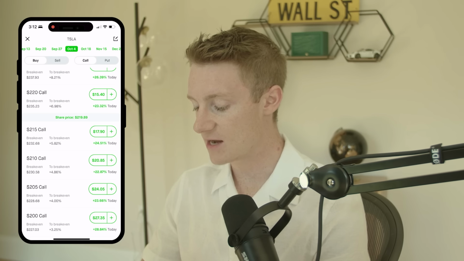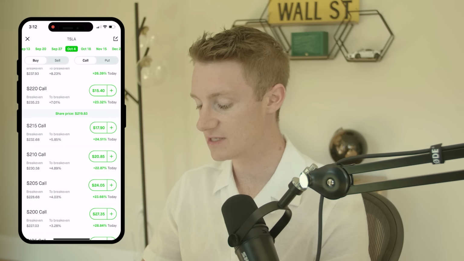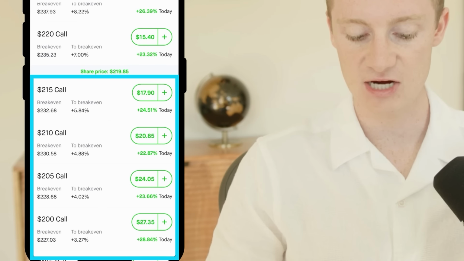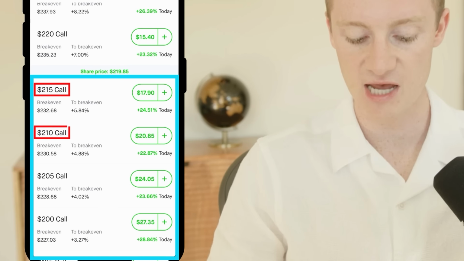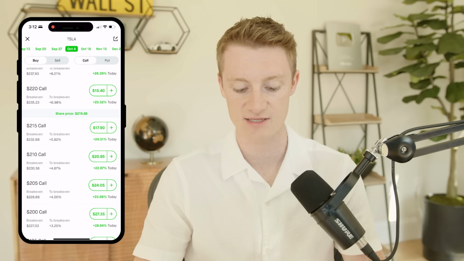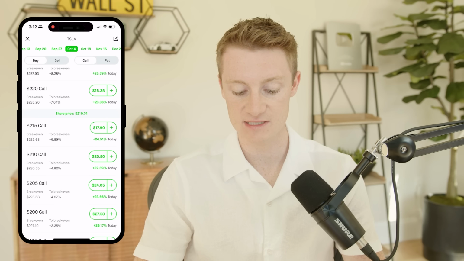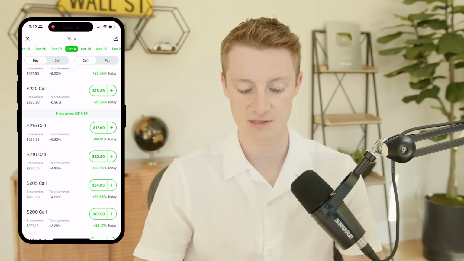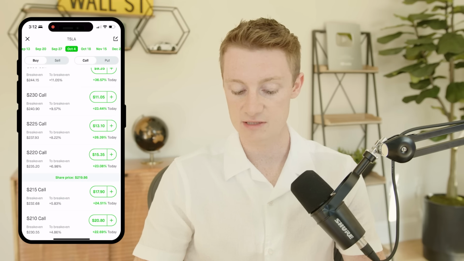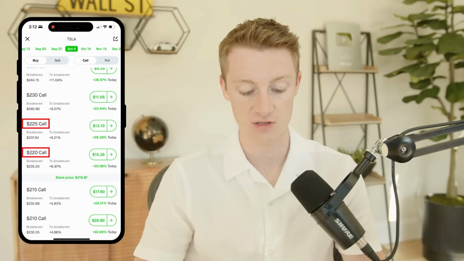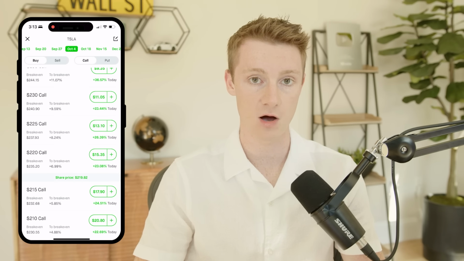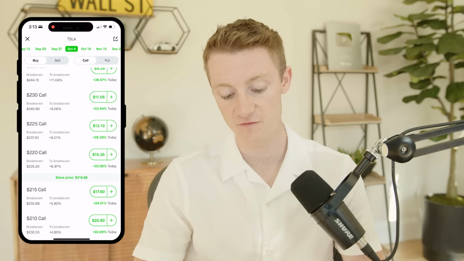Now, when looking at what is called the options chain, we can see what is under the current share price. This section, so the 215 calls, the 210 calls, the 205 calls, the 200 calls, these are what are known as in the money contracts, because the actual strike price is below the current share price, okay? Whereas on the other hand, if you're looking at a contract, say the 220 calls, the 225 calls, the 230 calls, these are all going to be considered out of the money contracts. And they're out of the money because they're above the current share price.